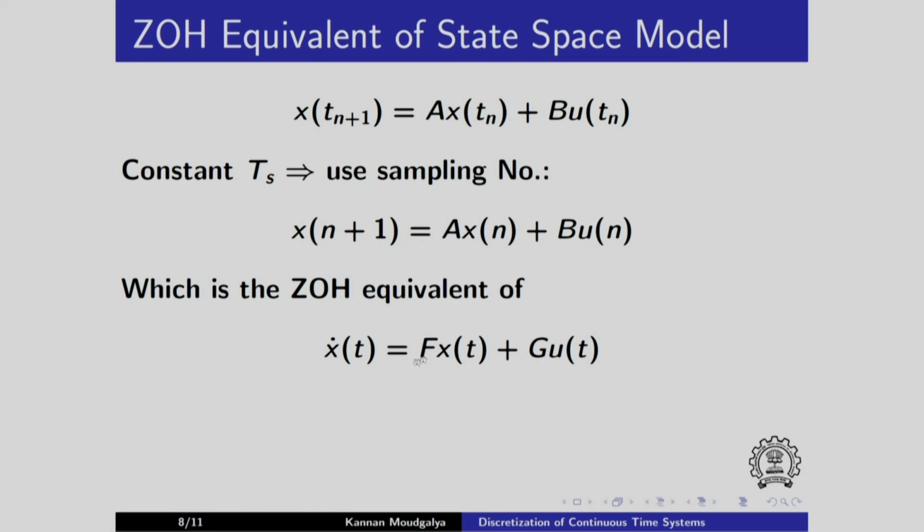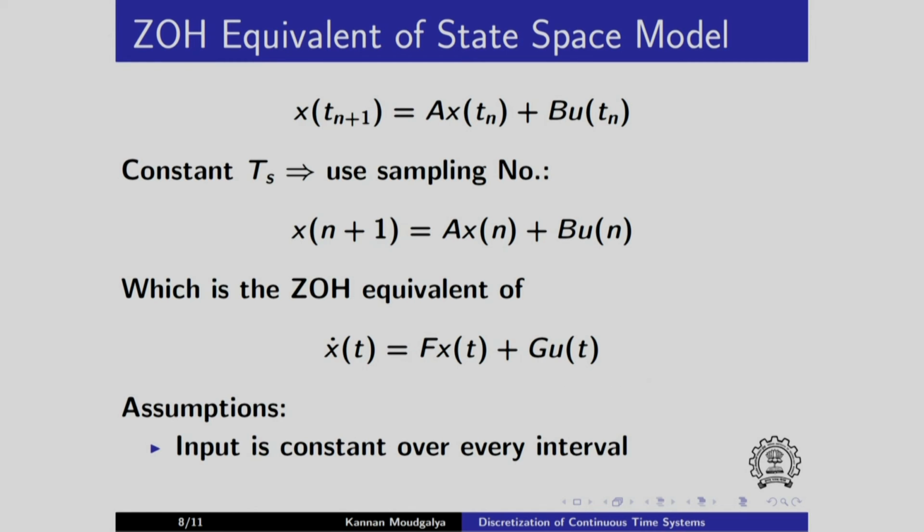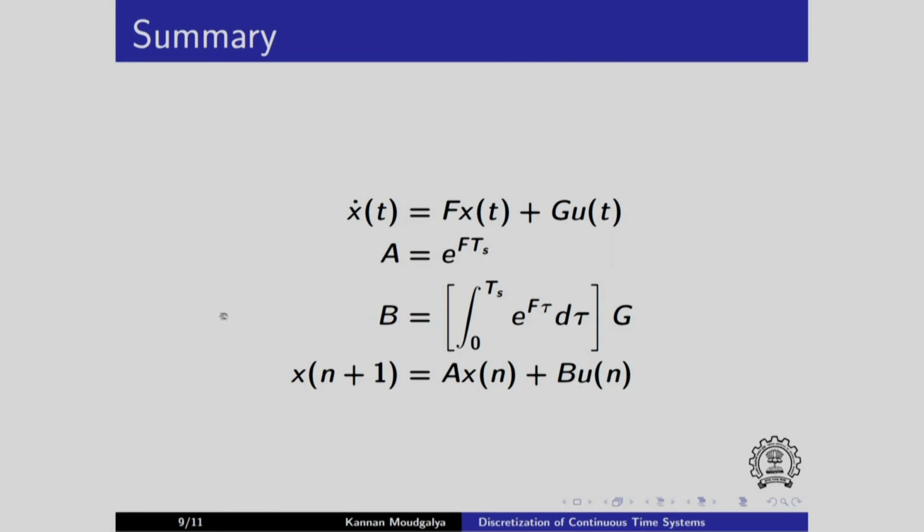This is the zero order hold equivalent of this continuous time expression. Recall the assumptions that we made to derive this. Input is constant over every interval and uniform sampling. Recall that we also have an assumption on f, namely f is square and constant. So here is the summary of our result. This is the continuous time expression. This is how A and B are defined, and we obtain this continuous time expression. We obtain discrete time expression here.